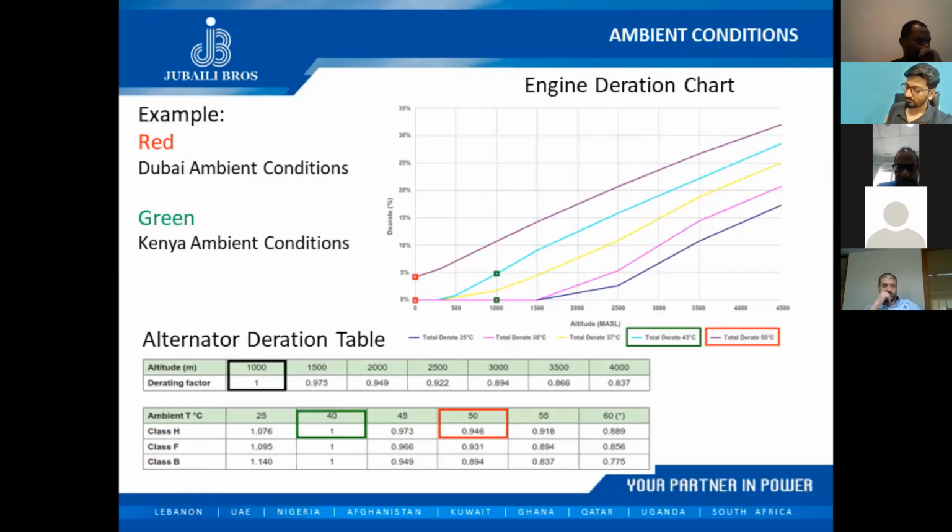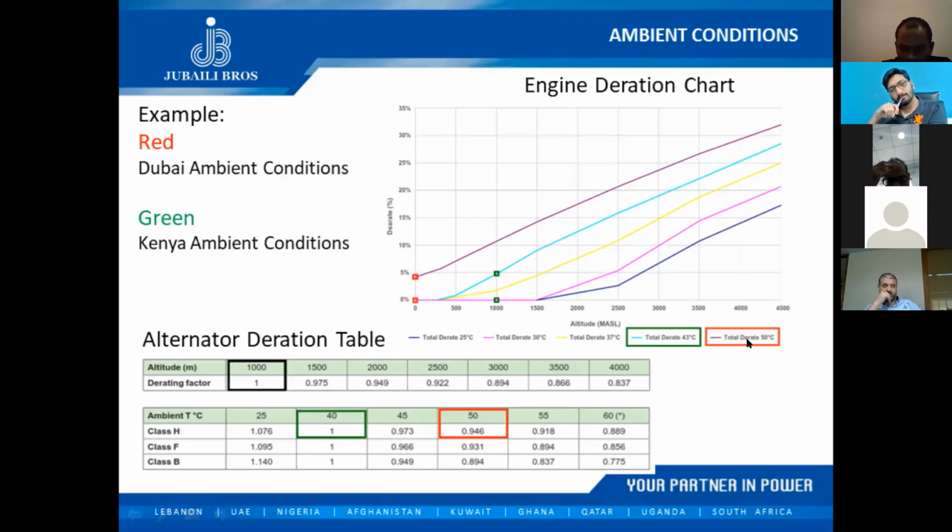Here's a nice example. Okay, it's a hands-on example. So let's have a look here. We're considering two scenarios or two situations. One related to Dubai ambient conditions and another related to Kenya ambient conditions. So these two dots in red are related to Dubai. Okay, so in Dubai, for example, the ambient temperature is 50 degrees Celsius.